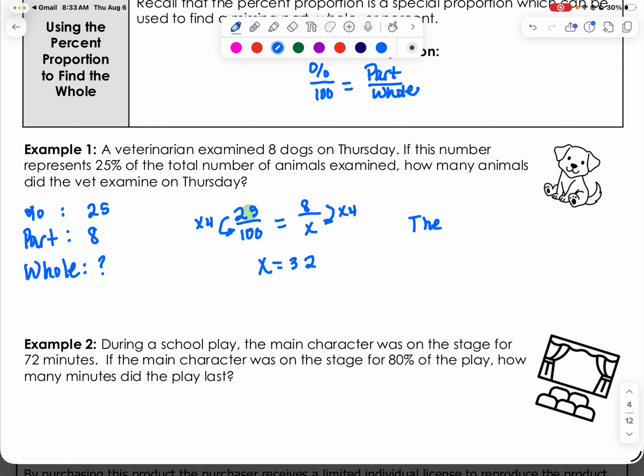So the vet examined a total of 32 animals.